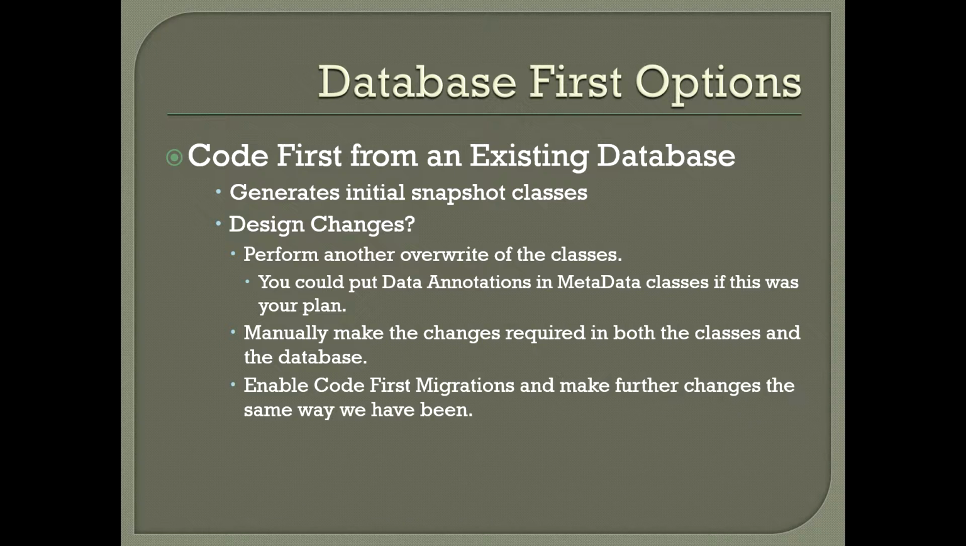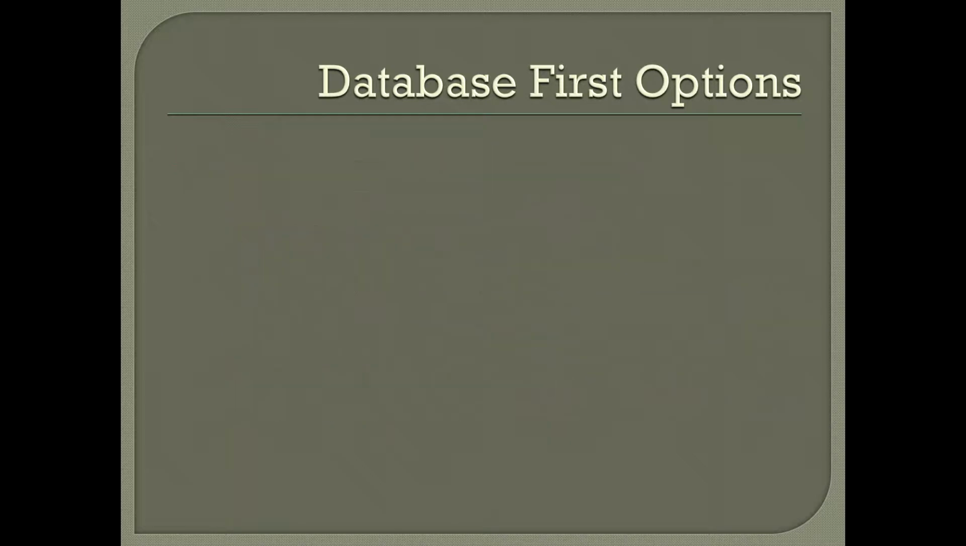Or we can do what we love to do: migrations. Yes, we started off with a snapshot of the classes based on the database, but if we decide amongst the team of developers, okay, from now on going forward, we'll do code first. Any changes we make, we'll make in our classes, and we use migrations to keep the database in sync. Then that's maybe your best option. But you can decide. Maybe you want to do it manually. Maybe you like to shoot yourself in the foot too. Okay, so we'll enable code first migrations and make all further changes as we have been.